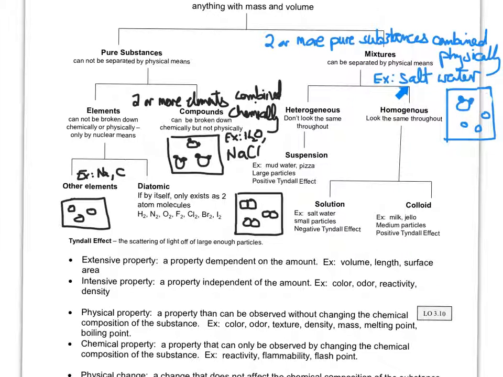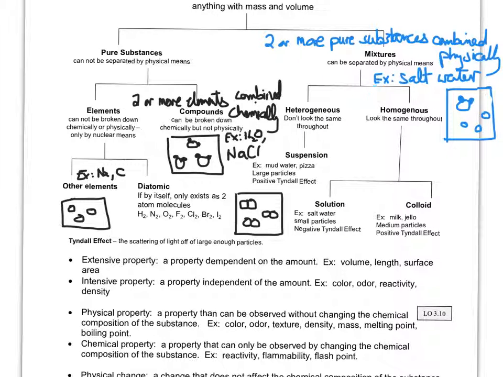So an example of that is salt water. So if I take some salt water, then I can separate it physically. It's made up of 2 pure substances, salt, which is a compound, and water, which is also a compound. If I boil off the water, that's a physical change, then they separate. And so, again, mixtures can be separated physically. Here's a particle diagram of a mixture. There's a compound and there's an element there.